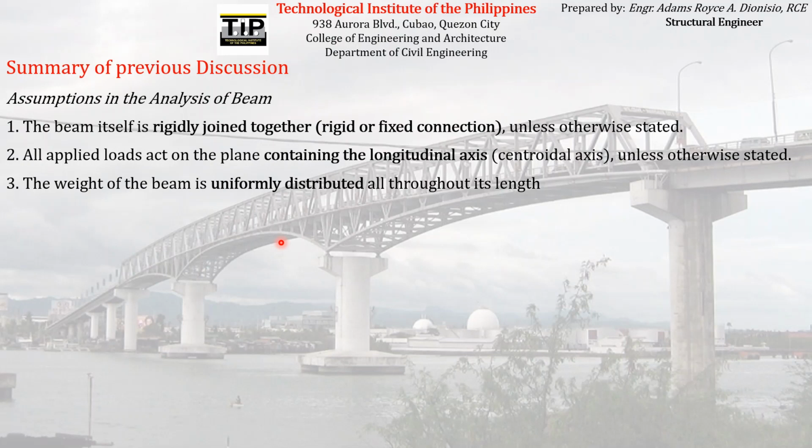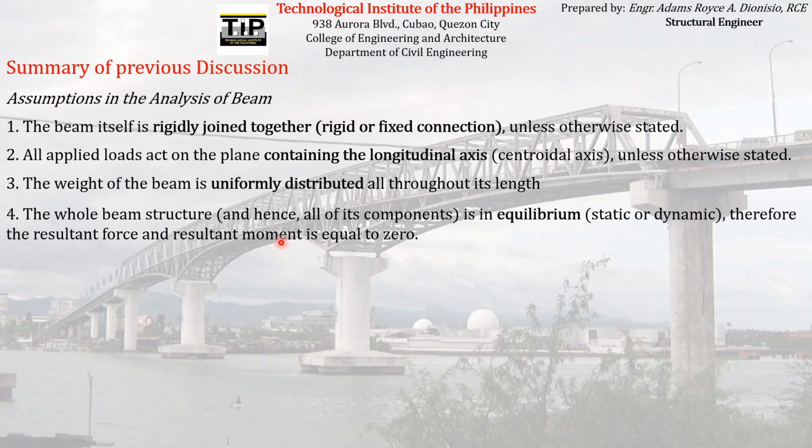So when we say prismatic, ibig sabihin, yung cross-sectional area niya all throughout its length, pare-pares lang ng itsura. Minsan kasi merong mga beam na tapering, kumbaga. Ibig sabihin ng tapering, hindi pare-pares yung cross-sectional area niya all throughout its length. Usually, nagbabago yung size, yung dimension. So, syempre, pag ganun yung case, hindi na natin pwede ma-assume na uniformly distributed yung weight niya all throughout its length. So, that's a different story.